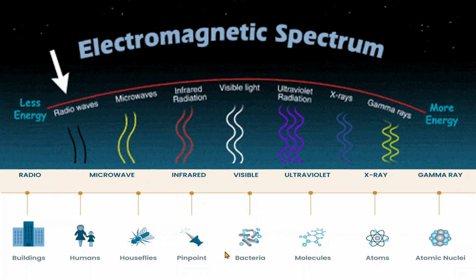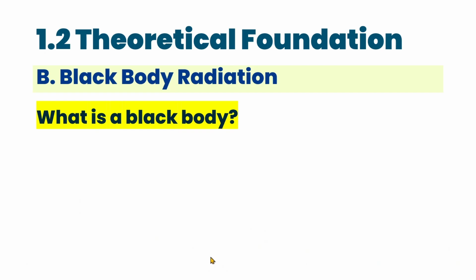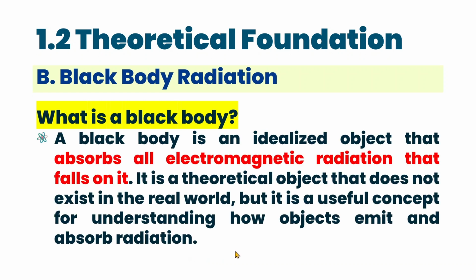The next foundation is black body radiation. Now that we've seen the electromagnetic spectrum, let's move to this concept. So what exactly is a black body? A black body is an idealized object that absorbs all electromagnetic radiation that falls on it. It's a theoretical object that absorbs all the electromagnetic radiation that hits it.